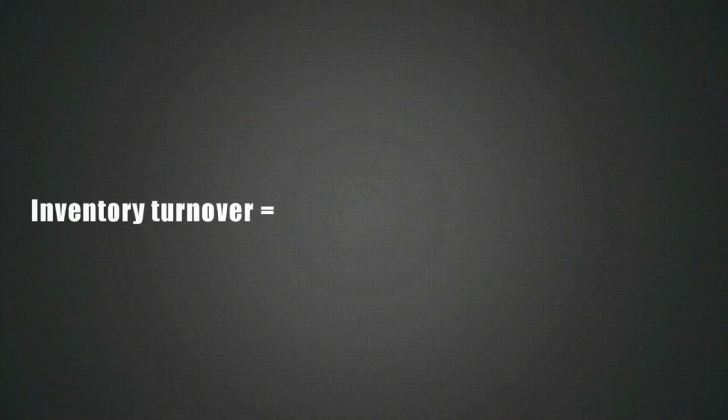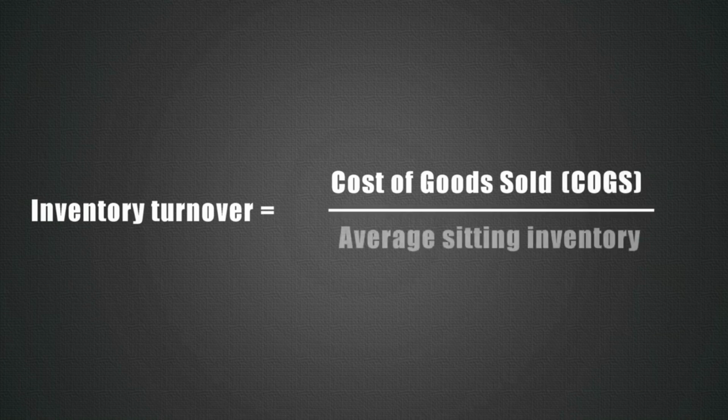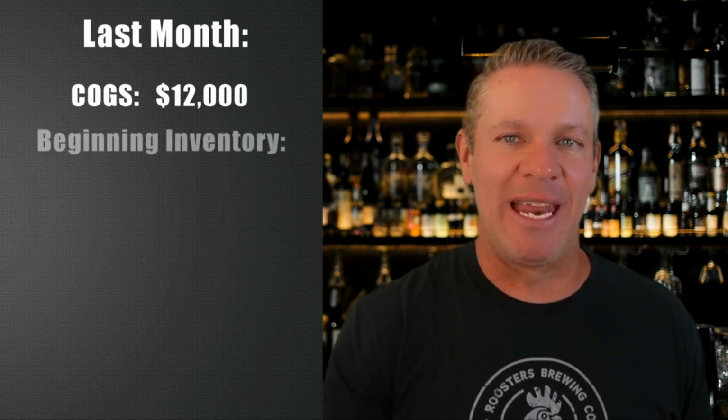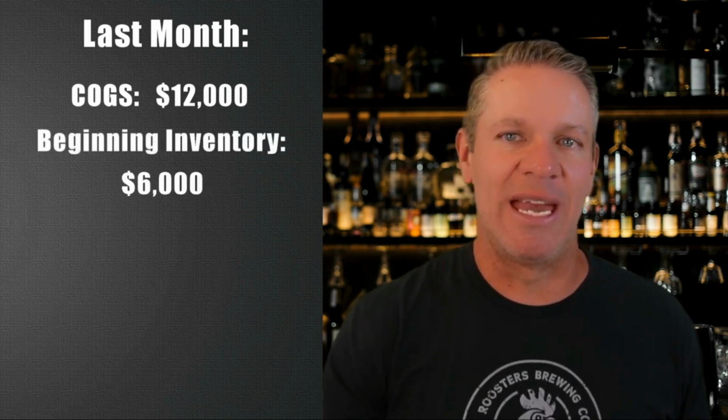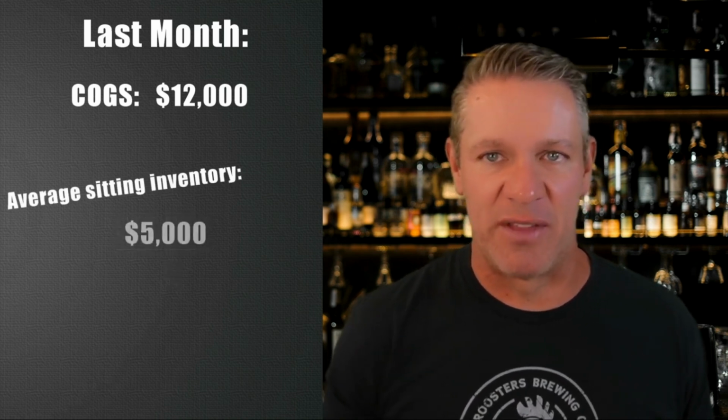Here's how you calculate inventory turnover without having a finance degree. Here's the basic formula. Inventory turnover equals cost of goods sold, your COGS, divided by your average sitting inventory. For example, let's say your COGS last month was $12,000. And let's say your beginning inventory count was $6,000 and your ending inventory count was $4,000. We're going to keep the numbers simple. If you add those two together and divide by 2, your average sitting inventory is $5,000.